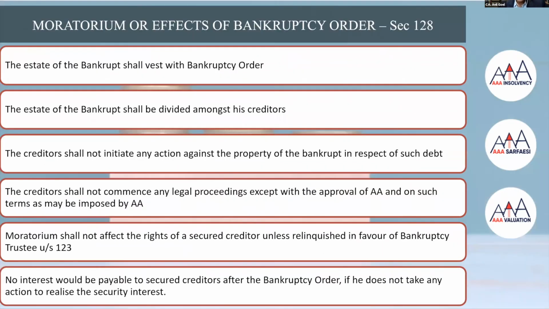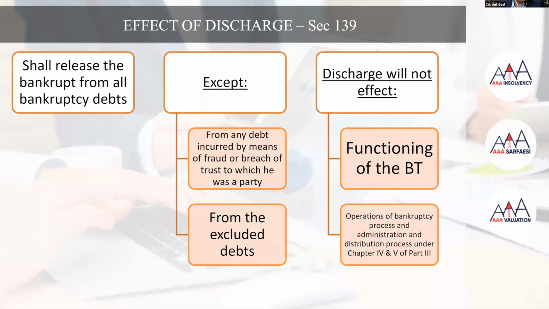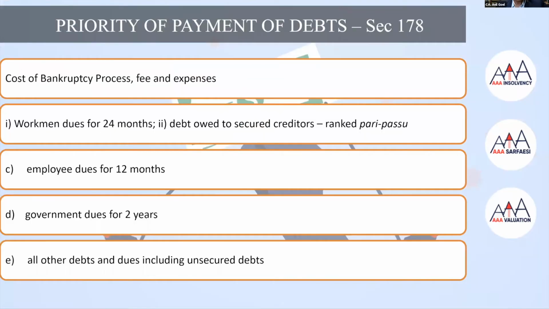As against section 53 under the CIRP, the corporate insolvency resolution process, where we have a priority of payment, a waterfall arrangement, for individual insolvency and bankruptcy it is provided under section 178. First priority is the cost of the bankruptcy process, fee and expenses, and this also includes the cost of the insolvency resolution process in case it is not paid.